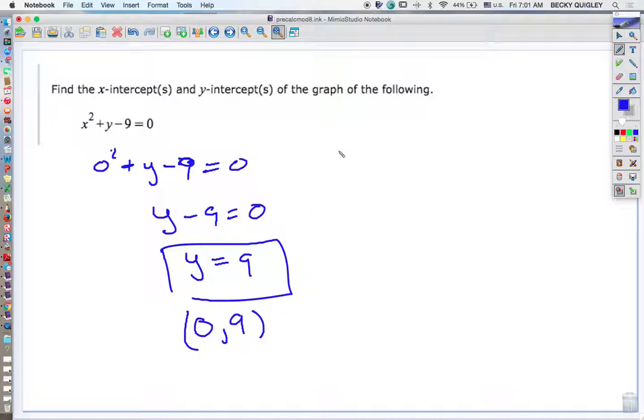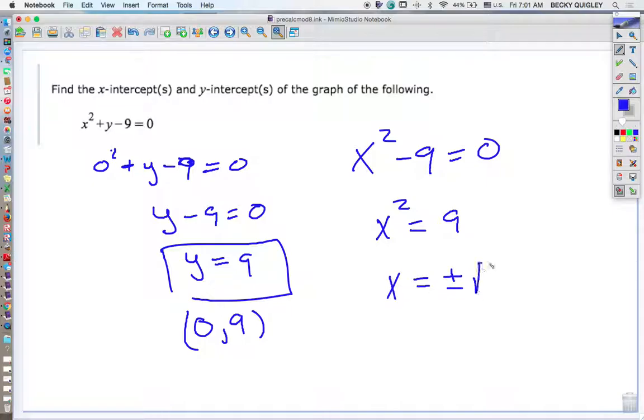That's our y-intercept. So for the x-intercepts, I'm going to plug in 0 for y. x squared minus 9 equals 0. x squared equals 9. x is equal to plus or minus the square root of 9. So x is equal to plus or minus 3. So our x-intercepts are (3, 0) and (-3, 0).